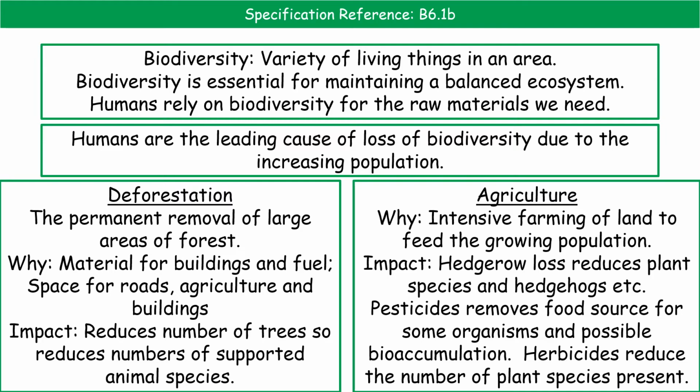Second thing we do is our agriculture. The reason that we're doing this is because we need more food to feed our ever-growing population. So we've got to carry out this intensive farming of land to get enough food to feed everyone. The impact it has, well, first of all, we're removing hedgerows to make more space for our big machines. As a result, we lose certain species that are hedgerow reliant. We use a range of chemicals like pesticides. Now, pesticides kill pests, and that means we're removing food sources for some other organisms. We also use herbicides, they kill weeds, and that reduces the number of different plant species present, which can have knock-on effects on the food chain as well.